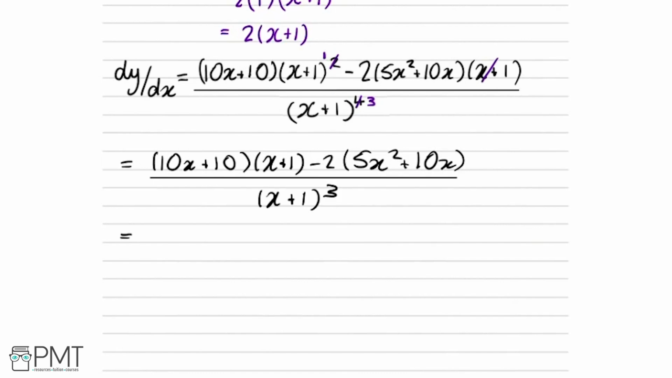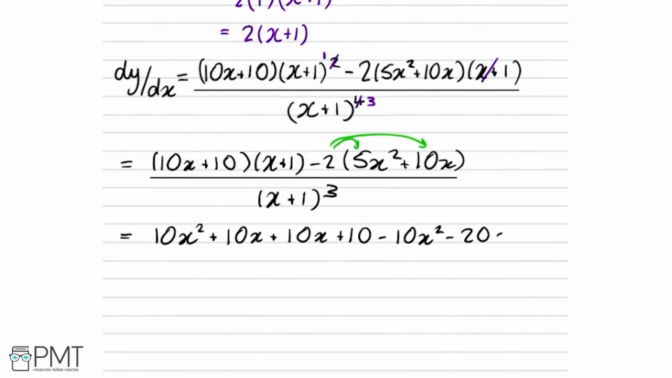So now what I'm going to do is expand out the brackets in the numerator and see if anything cancels out with each other. So we have 10x times x, we have 10x squared. Plus we've got 10x times 1, so we have 10x. Plus 10x again, because we've got 10 multiplied by x. And plus 10, because 10 times 1 is 10. And then we're going to multiply this 2 with both parts of the bracket. So we're going to have minus 10x squared and minus 20x. And again, that's all over x plus 1 to the power of 3.